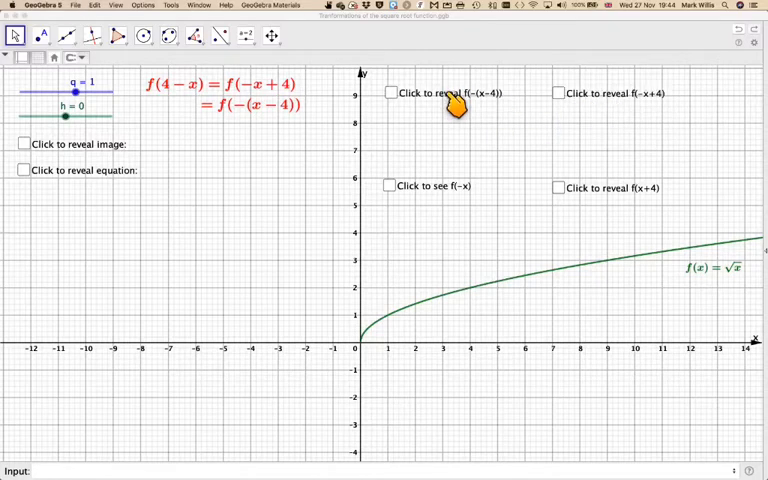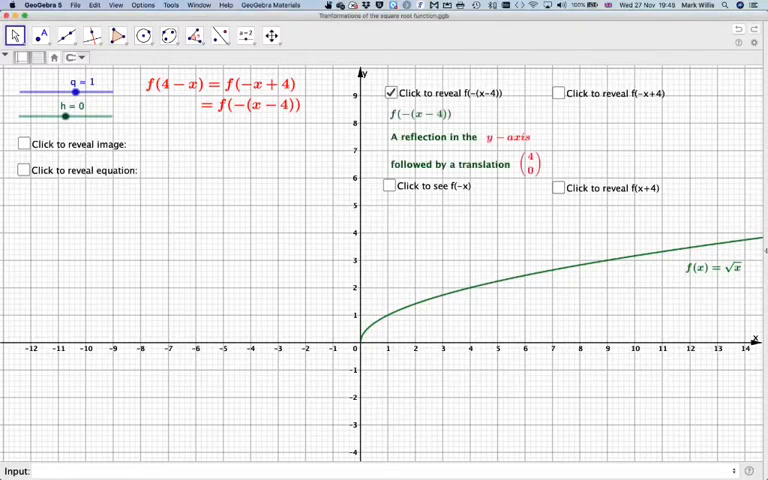So what are the transformations in order to get to the image? If we look at this one first of all, f of minus brackets x minus 4, we'll just click. Okay, so because of the minus sign here, this is a reflection in the y-axis. So if we make q, which normally we use for that, minus 1, and then click to reveal the image, we get this curve here. That's f of minus x, and then what we need to do is translate it 4 units in this direction, nothing in the vertical direction.